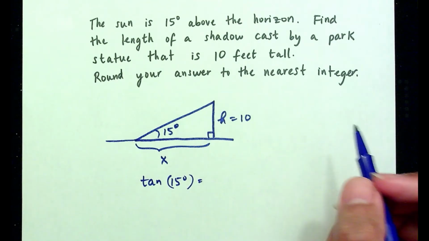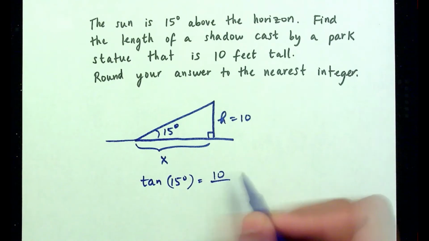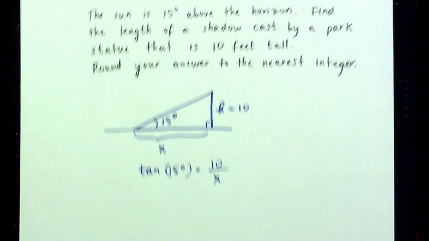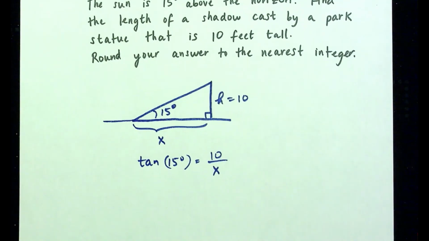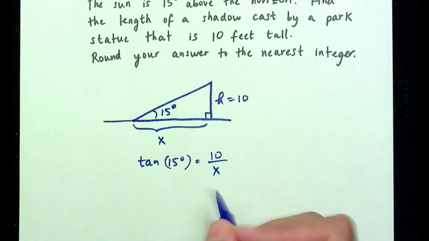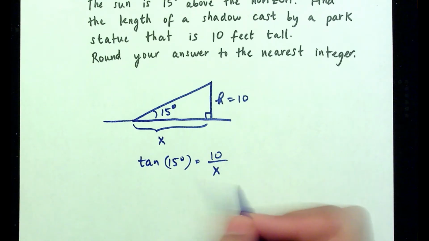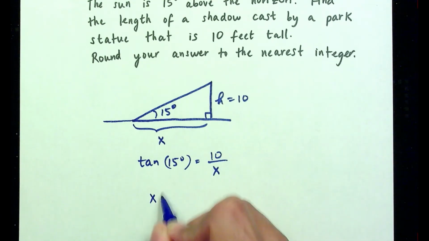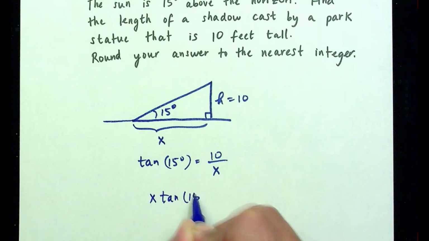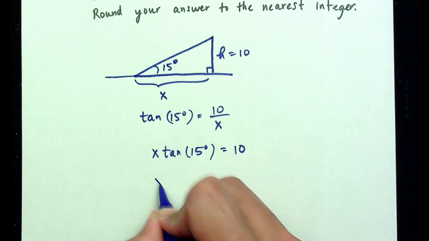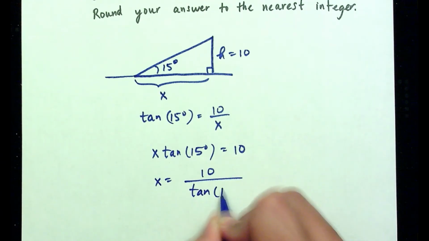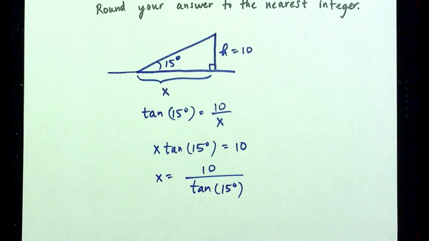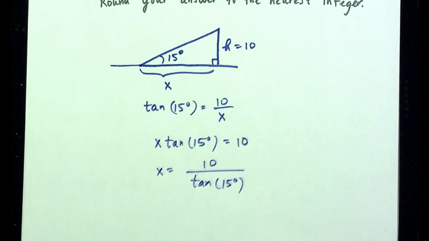So SOH CAH TOA: opposite over adjacent. So 10 over x. Okay, now to get x from here, you can just multiply both sides by x or cross multiply. You will get x tangent of 15 degrees equals 10. And then divide by tangent of 15, and you will get that x equals 10 over tangent of 15. That is the exact answer.